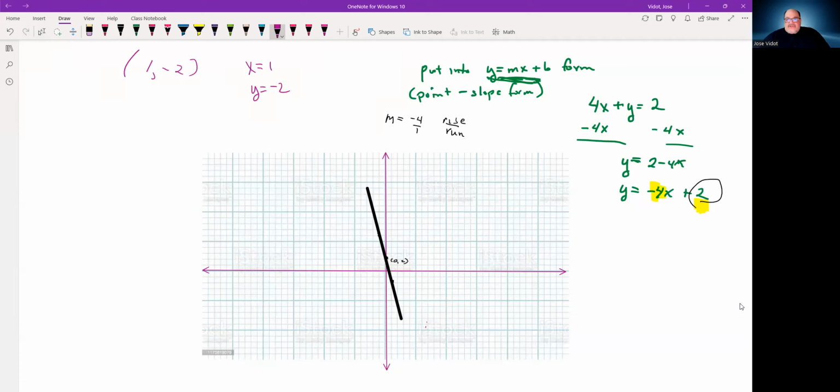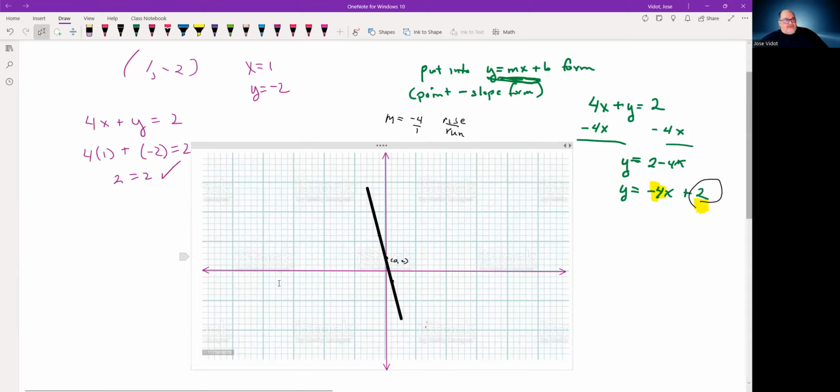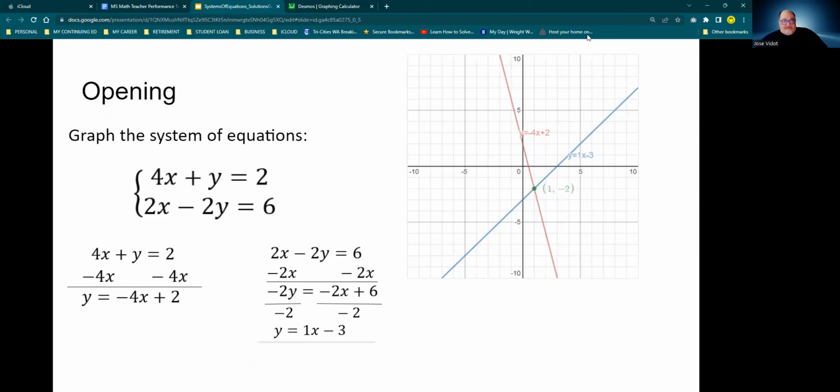Okay. So if the original equation was 4x plus y equals 2, you'll notice that 4 times 1 plus negative 2 equals 2, 2 equals 2. Check. Okay. So 1, negative 2 is a solution. It's a point on that line. And you will find a similar situation with the other equation, which was 2x minus 2y equals 6.